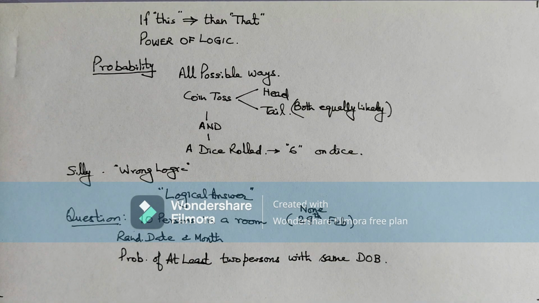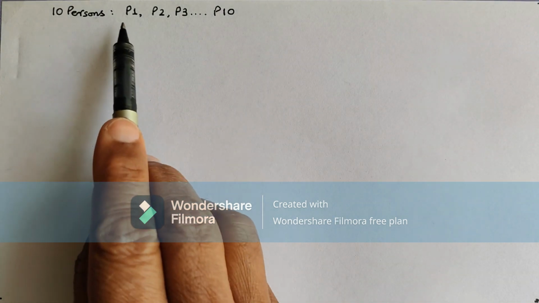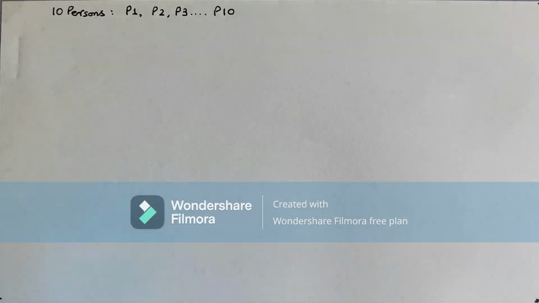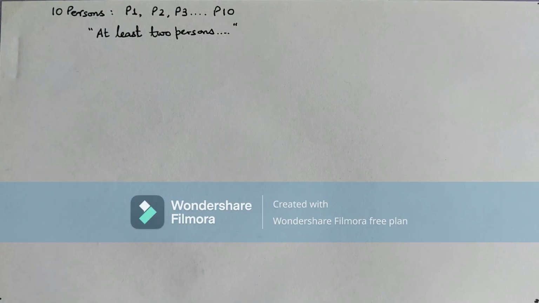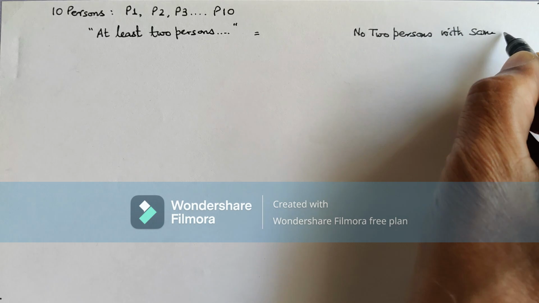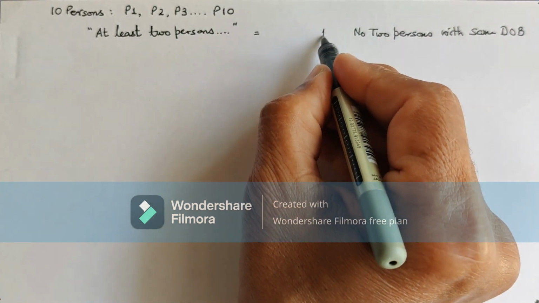My logical answer goes as follows. Let's call those 10 persons P1, P2, P3 up to P10. When the question is about at least 2 persons, a common technique is to find the probability of no 2 persons having the same date of birth and then subtract it from 1.